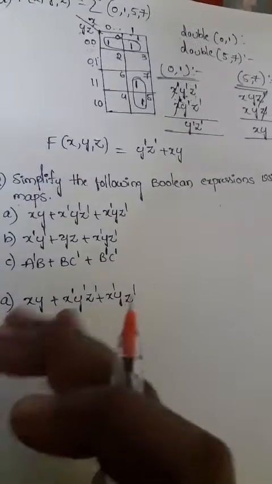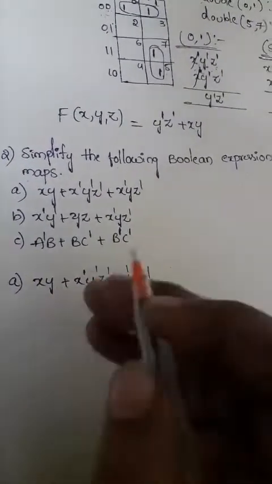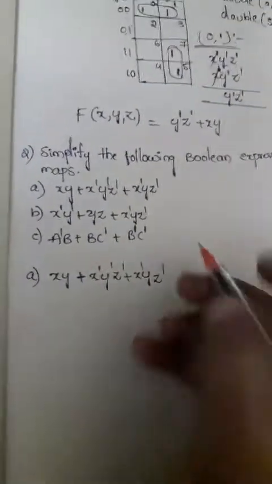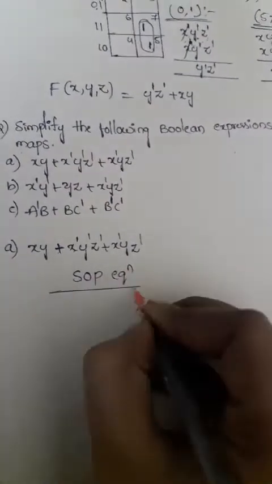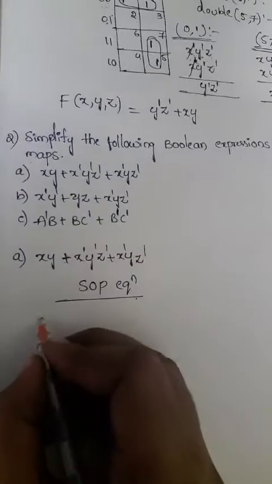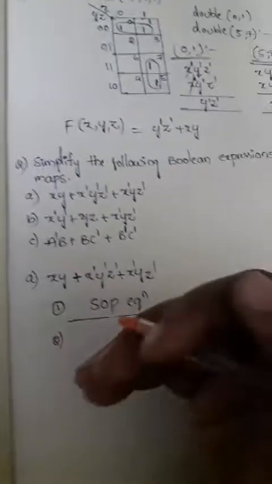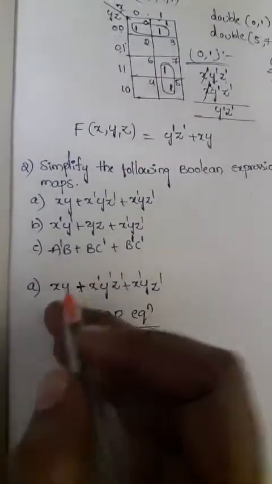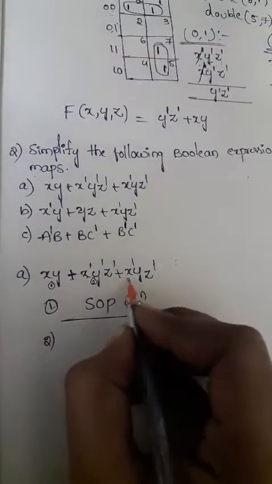So this is a Boolean expression. First you have to check whether it is in SOP form or POS form, that means sum of product or product of sum. This is a sum of product, that means it is in the form of an SOP equation. That one is clear. The next step: first check how many terms we have. This consists of three terms with three variables.